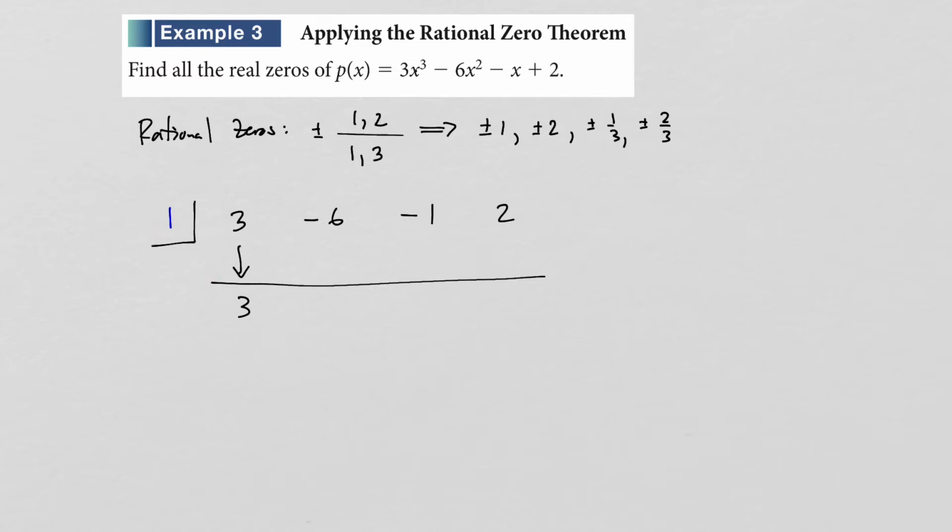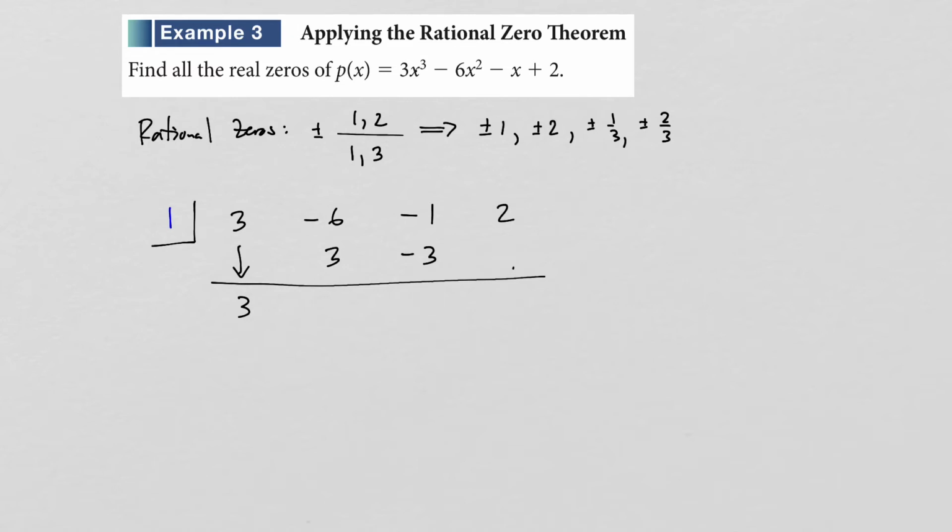So 1 times 3 is 3. Negative 6 plus 3 is negative 3. 1 times negative 3 is negative 3. Negative 1 and negative 3 is negative 4. And 1 times negative 4 is negative 4. And that gives us a remainder of negative 2. So we know that positive 1 is not a 0 of this polynomial. So what I can do now is I can just start over.